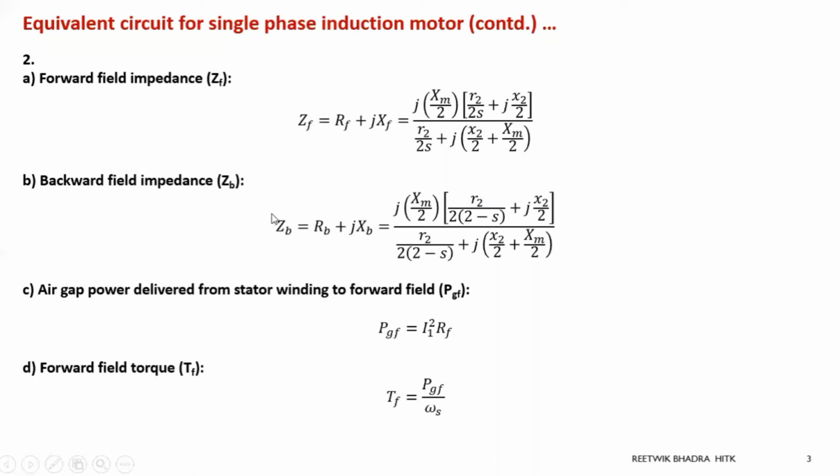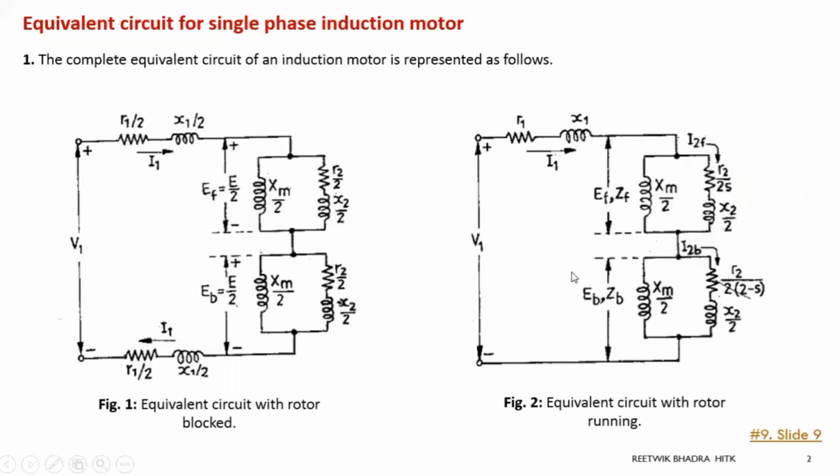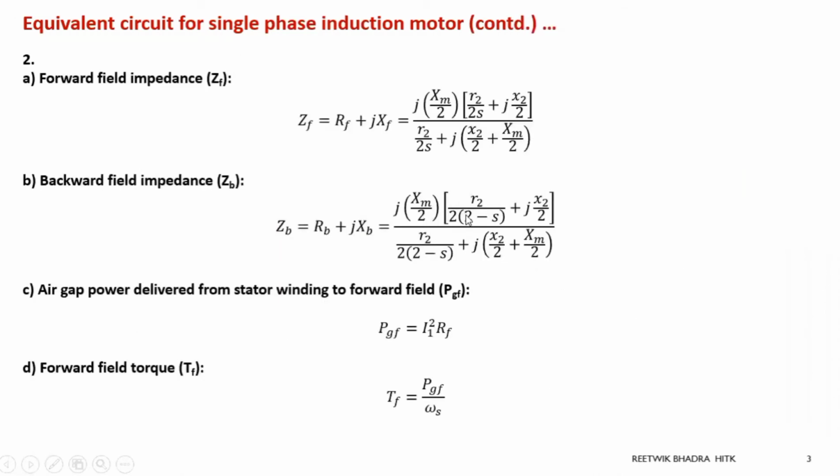And what will be the backward field impedance? Same process, these two in parallel. So Z1 into Z2 by Z1 plus Z2. What is Z1? R2 by 2 into (2 minus S) plus JX2. And Z2 is JXM by 2. So (R2 by 2 into (2 minus S) plus JX2) into JXM by 2, that is Z1 Z2, divided by Z1 plus Z2, which is R2 by 2 into (2 minus S) plus J of the X terms.